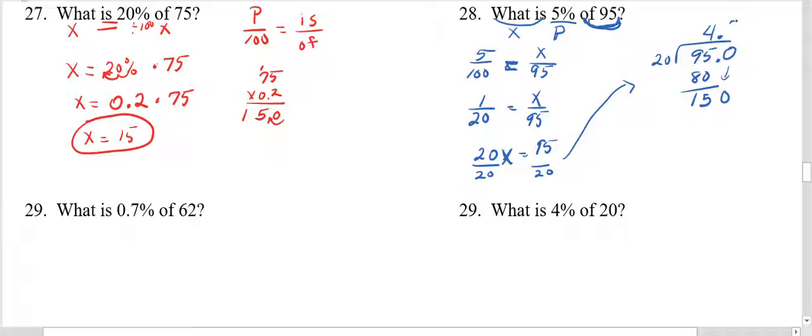20 will go into 150 7 times. 7 times 0 is 0. 7 times 2 is 14. So that gives me 140. I bring down or subtract, and I get 10. So I need to add another 0 and take it down. And then 20 goes into 100, and we've been talking about this 5 times. So that gives me 0. So x equals 4.75.